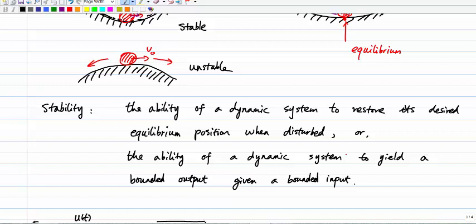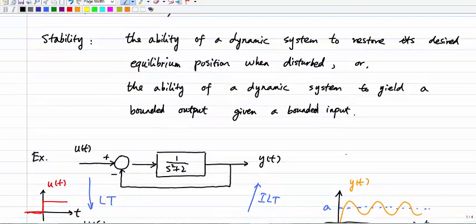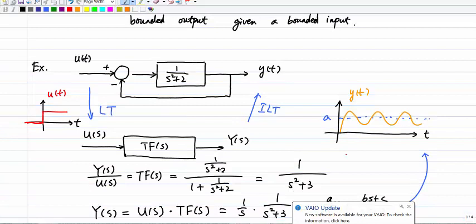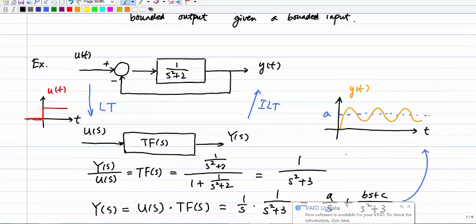Now let's take a look at the condition. We'll give an example of how we verify stability. For example, say I give you a dynamical system given by 1 over s squared plus 2, in a unit negative feedback. I give a control input u(t), and the output is y(t).